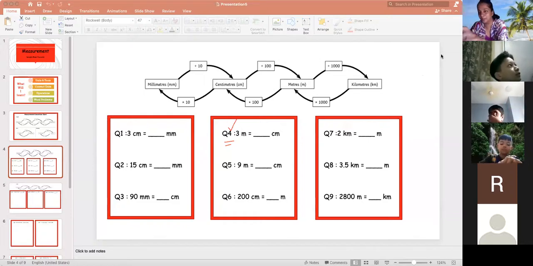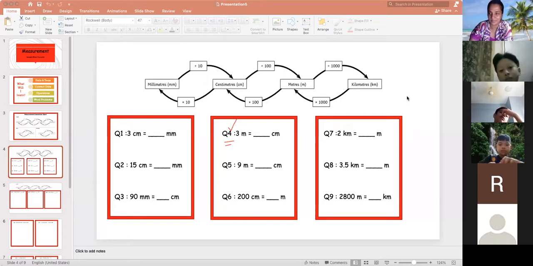I'll only pick if there's a mistake. Okay, what do you mean your answer is "hi", Lakshman? I want your answer. Okay, good. Number 4, all of you are getting it correct. Okay, now let's go to number 5.